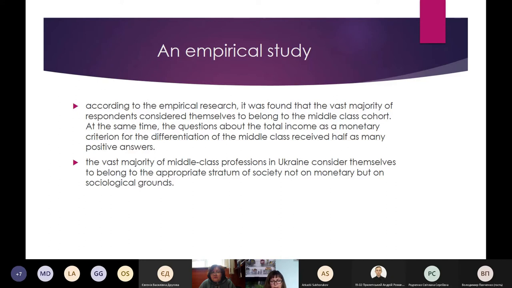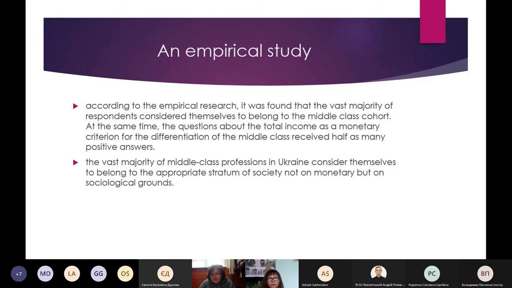According to our conducted empirical research, it was found that the vast majority of respondents considered themselves to belong to the middle class. At the same time, the questions about the total income as a monetary criterion for the differentiation of the middle class received half as many positive answers. The vast majority of middle class professions in Ukraine considered themselves to belong to the appropriate stratum of the society, not on monetary, but on sociological grounds.